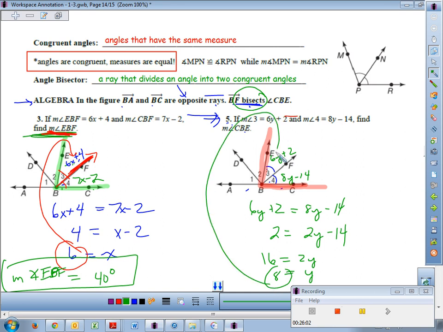Don't we want to substitute 8 in for y right here? 6 times 8, 48 plus 2, 50 degrees. I'll just put that there to help me, right? 50 degrees. Let's double check that, though. There's one way to tell if we did this right. Should the other one turn out to be 50 degrees also if they got bisected? So 8 times 8, right? 64. Take away 14. Did we do it right? Yes. Answer the question. What is the measure of angle CBE?